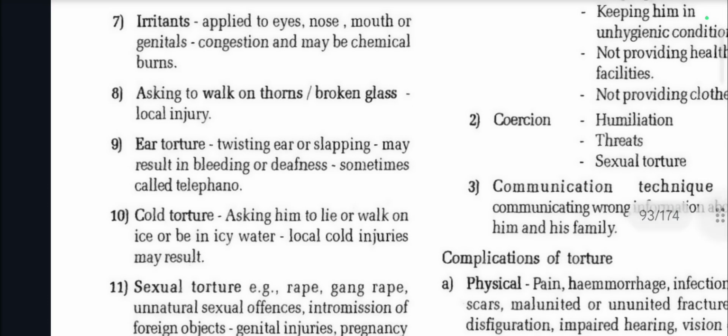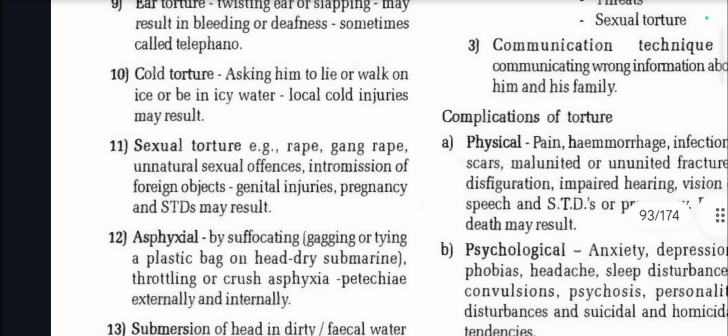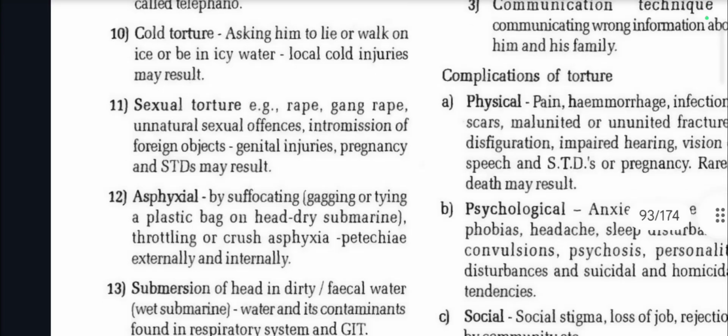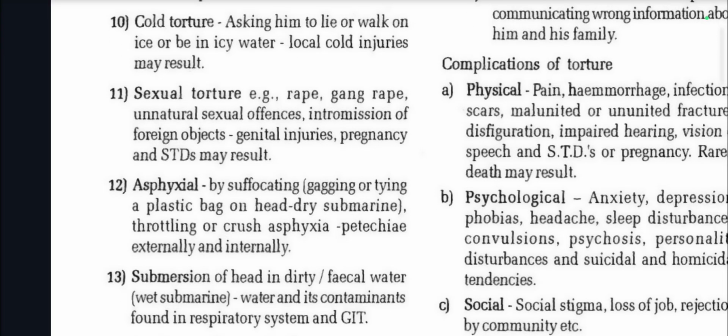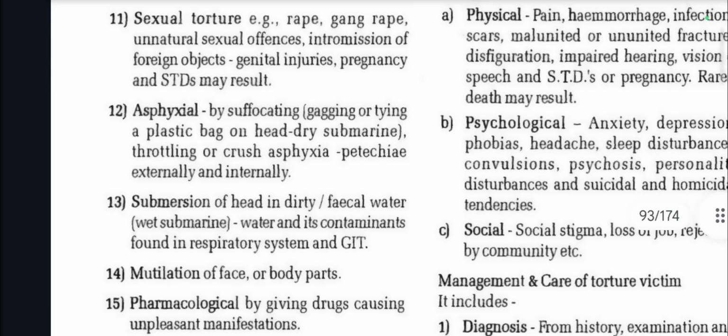What is ear torture? Twisting the ear or slapping. It may result in bleeding or deafness, sometimes called telephono. So remember, beating on soles is falanga. Ear torture, twisting or slapping on the ears resulting in bleeding and deafness, is telephono. Cold torture: asking him to lie or walk on ice, or be in icy water, causes local cold injuries. Sexual torture: rape, gang rape, unnatural sexual offences, insertion of foreign objects; genital injuries, pregnancy, and STDs may result. Asphyxial torture by suffocating, gagging, or tying a plastic bag on the head. Remember the term gagging. That is dry submarine.